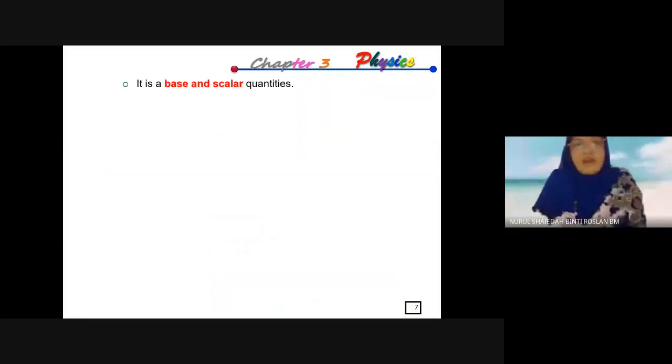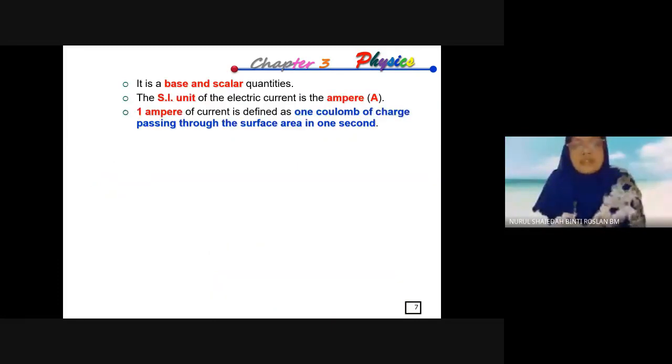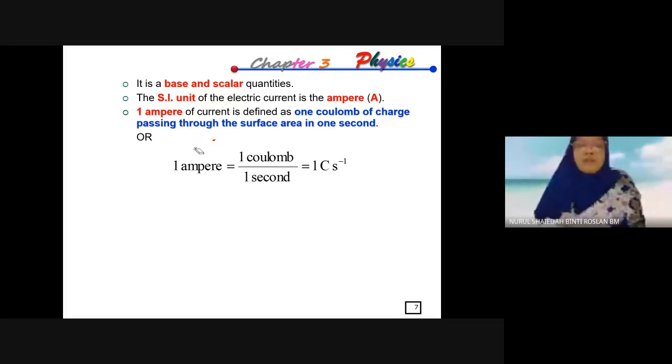Okay, so it's a base and scalar quantity. The SI unit is ampere. So 1 ampere is equal to 1 coulomb of charge passing through the surface area in 1 second. Or 1 ampere equals 1 coulomb per 1 second, because the formula is I equals Q over T. So 1 ampere equals 1 coulomb divided by 1 second. So 1 divided by 1, you get 1.